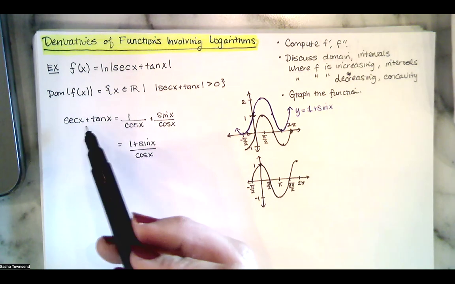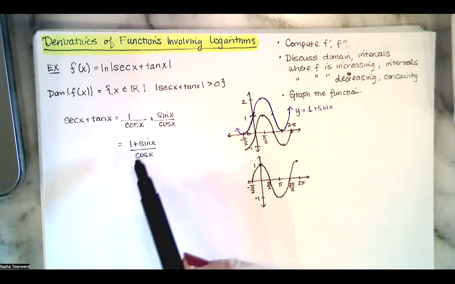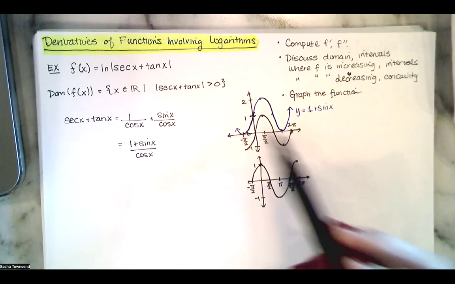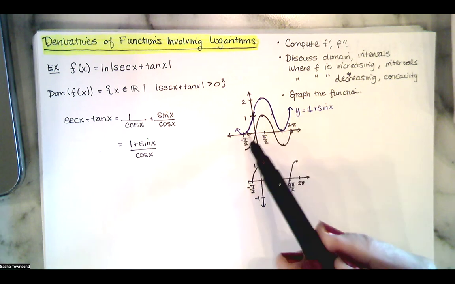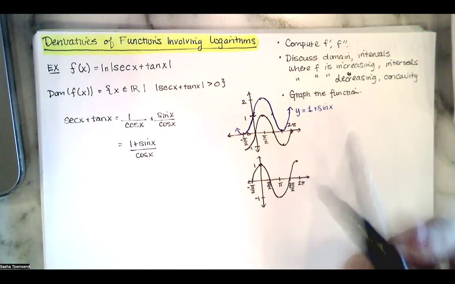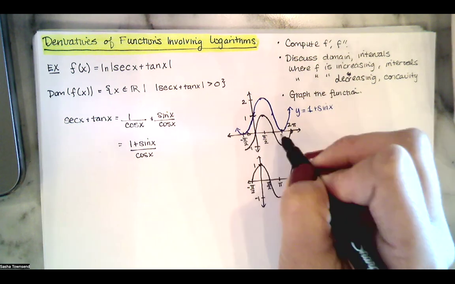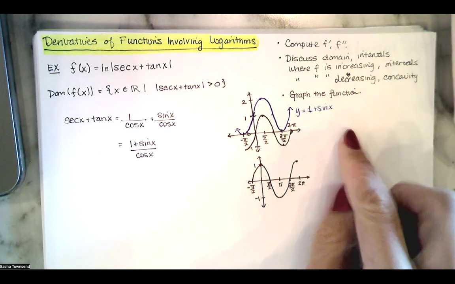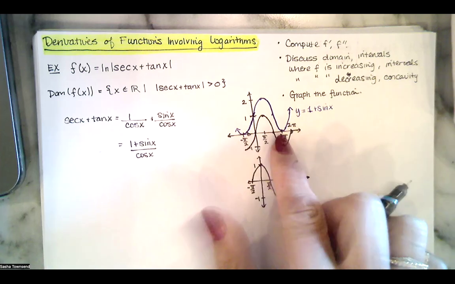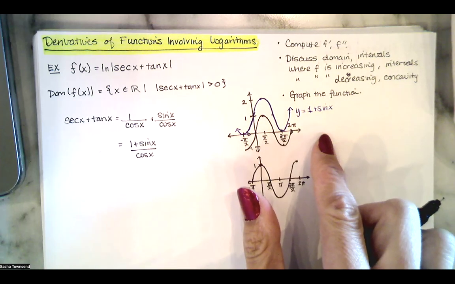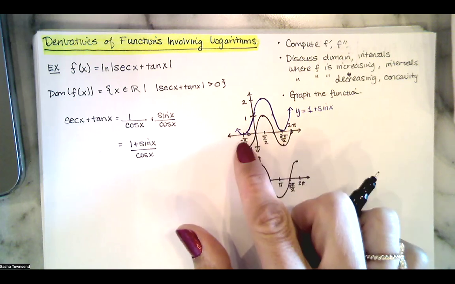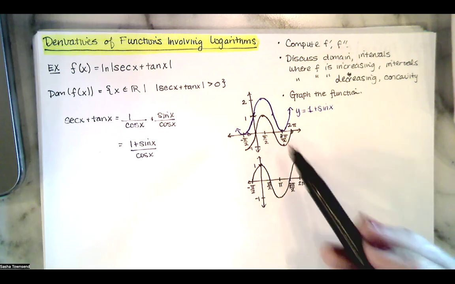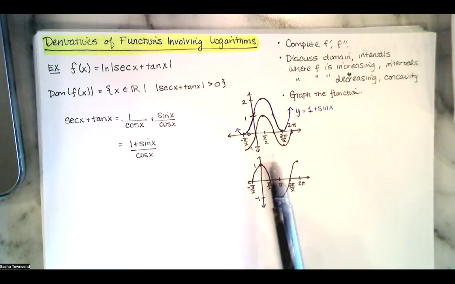So when I think about this, secant of x plus tangent of x, I say, okay, well, when is it equal to 0? It's equal to 0 whenever 1 plus sine of x is equal to 0. And so that's at negative pi over 2, 3 pi over 2, and then 3 pi over 2 plus 2 pi, and so on. It's just going to repeat itself. Actually, wait a minute. No, I'm sorry. I'm wrong.